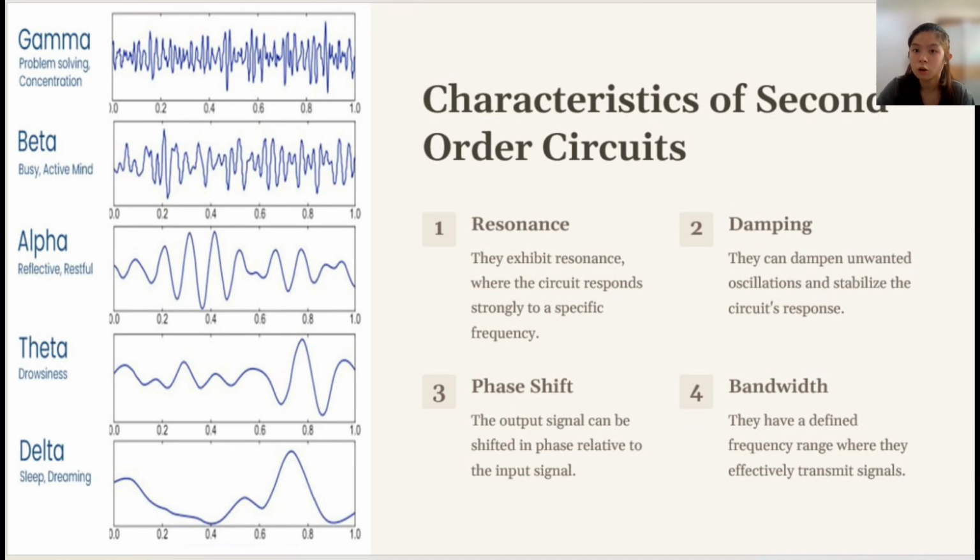However, the EEG signals are often mixed with noise from various sources such as electrical interference, muscle activity, and even movement artifacts, which can make the signal difficult to analyze. This is where filters, especially second-order filters, become incredibly useful.